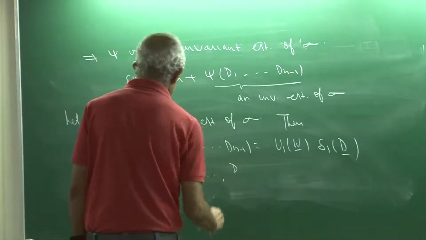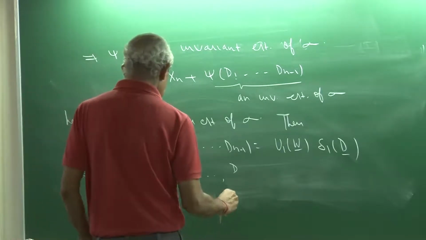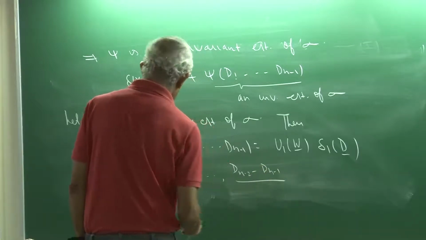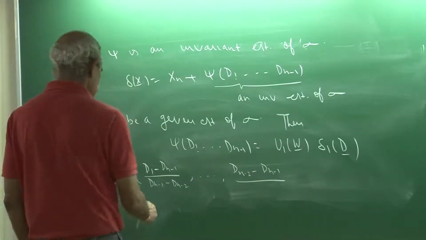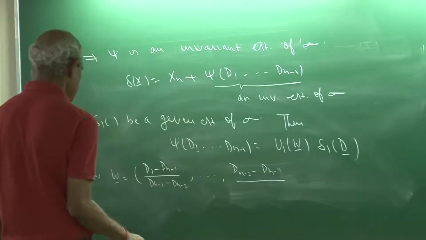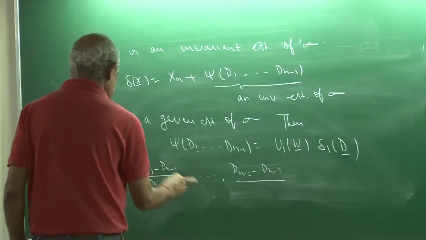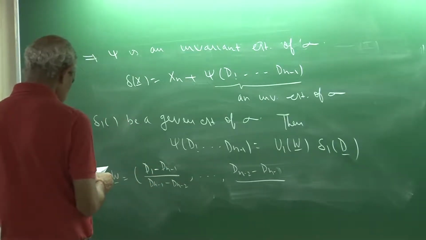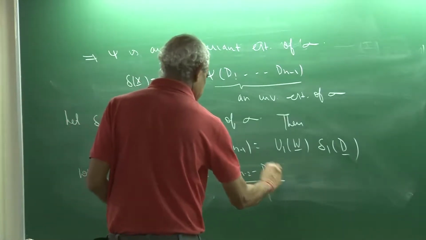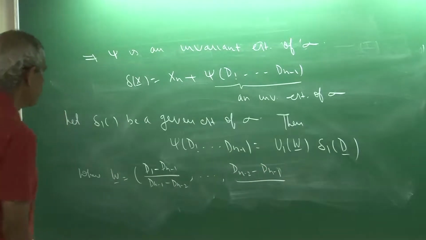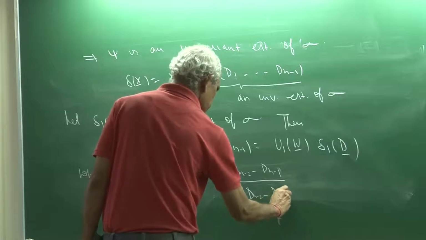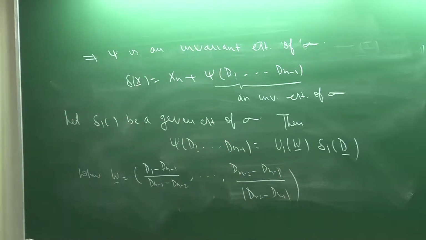Then, d1 minus dn minus 1, d1 minus dn minus 2, by mod of dn minus 2 minus dn minus 1. Right? That is the form of this.